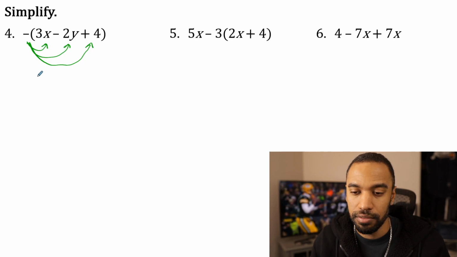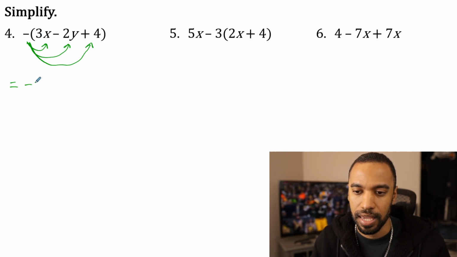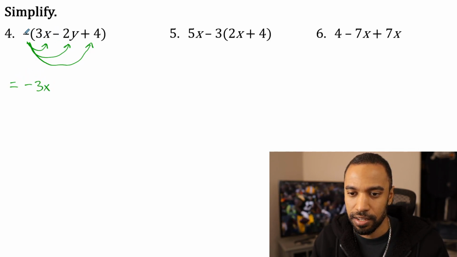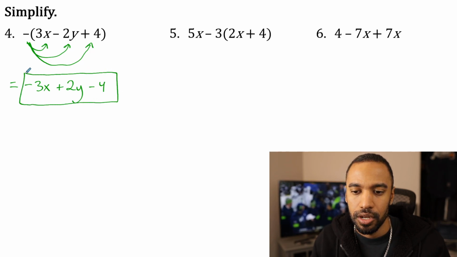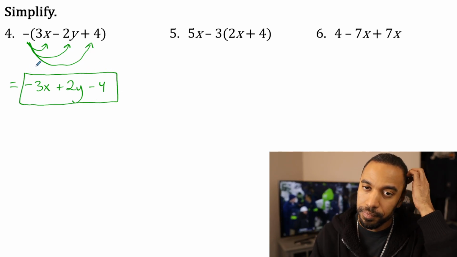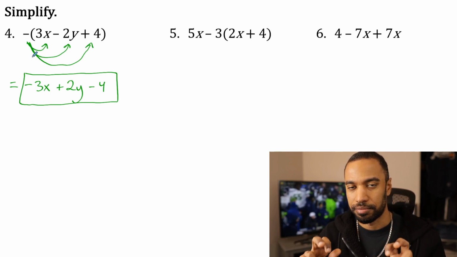If the value is positive, it will become negative. If the value is negative, it will now become positive. And the 4 is positive, so it will now become negative. So that becomes my result. No terms are alike, so nothing can combine. I just distributed the negative.